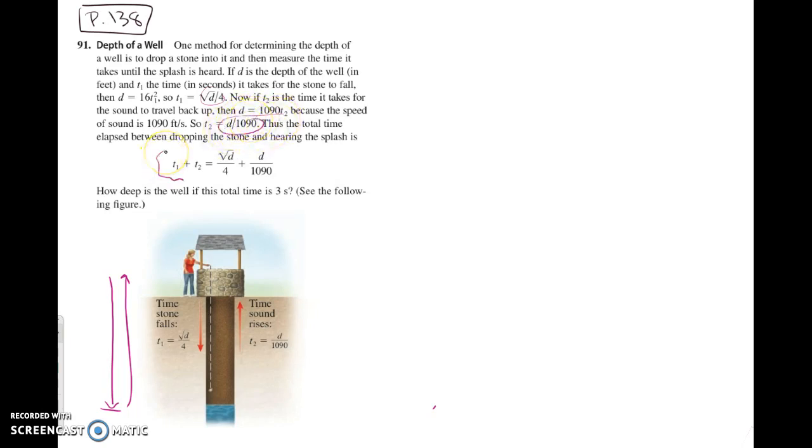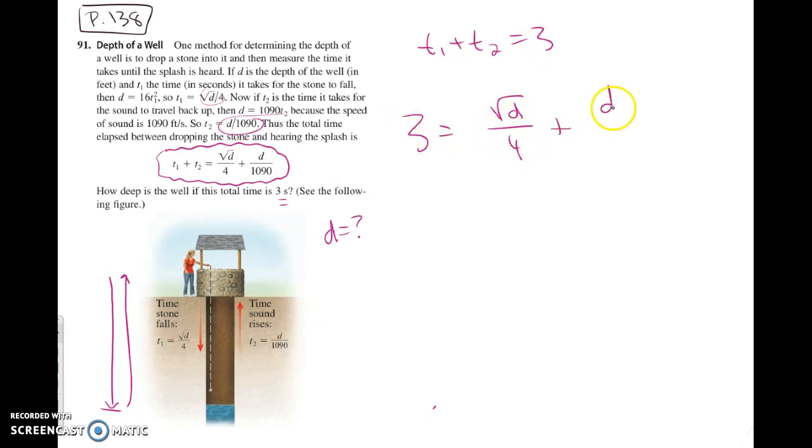So, this is kind of a complex derivation, perhaps. Not really, but basically the total time it takes is going to be this function of d. So how deep is the well? What's the d value if the total time is 3 seconds? Well, if it takes 3 seconds for you to hear, the total time is 3. So 3 is equal to the square root of d over 4 plus d over 1090.